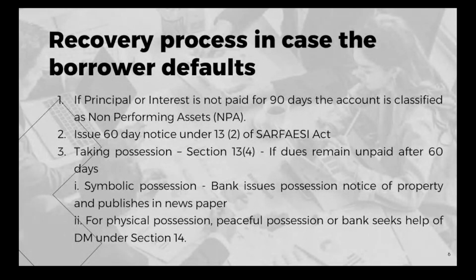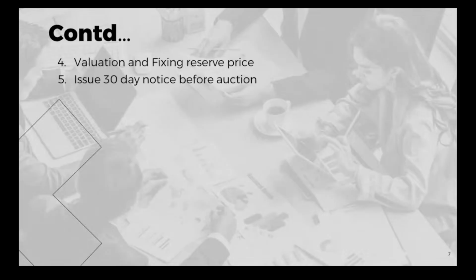If there is peaceful possession, where the borrower is ready to give possession peacefully, then we take the keys, we document it, and we take the possession. Otherwise, the bank seeks help of the district magistrate if peaceful possession is not given by the borrower. After the possession is taken, we do valuation and fix the reserve price. We issue a 30 days notice before auction.